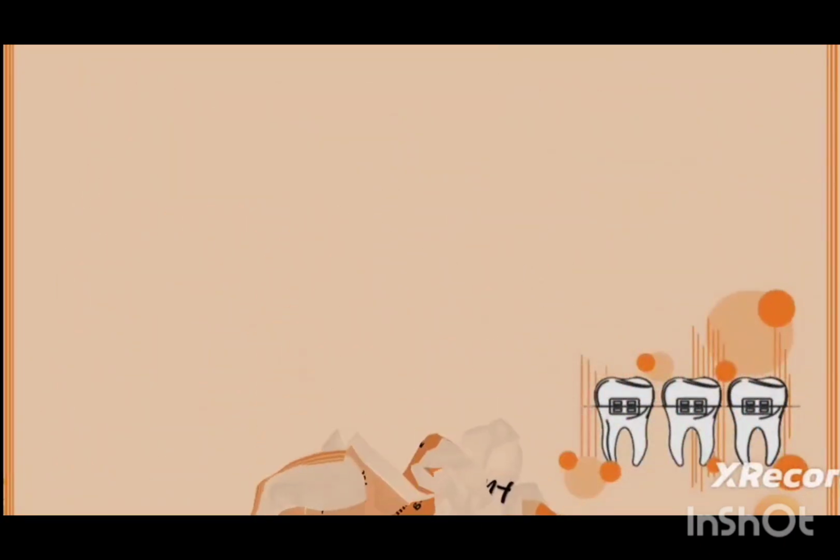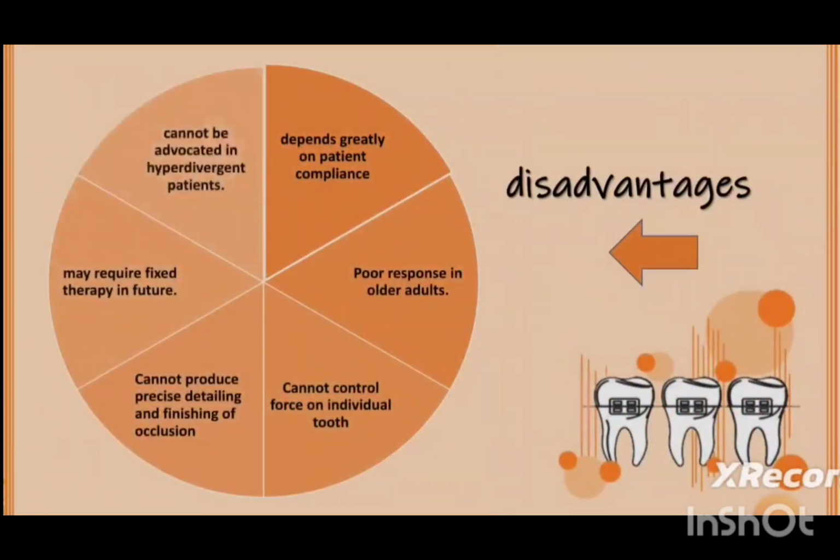Coming to disadvantages, first, the success of the appliance depends highly on patient compliance. Since it is a removable appliance, it depends greatly on the wear time. Also, it gives poor response in older adults since the growth is completed. It cannot control forces on individual teeth, and precise detailing and finishing of occlusion cannot be achieved, and hence it may require fixed therapy in future. Also, it cannot be advocated in hyperdivergent patients.